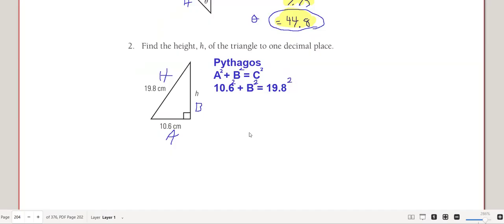So first off, I want it to tell me what B is, right? B is equal to blah. But to do that, I need B squared is equal to blah. I need to get rid of the 10.6 squared and then the square. So I'm going to subtract 10.6 squared from both sides. This is happening to both sides. It cancels on the left side, and I'm going to be left with b squared is equal to 19.8 squared minus 10.6 squared.